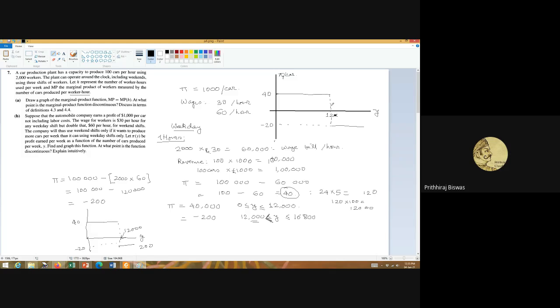Sir, won't it be 400 and minus 200 because total cars produced in an hour is 100? So you need to divide the profit by 100. So it will be 402. No, I have written 40 here just by dropping these zeros, nothing else. Okay, sir. Sorry, sir. Yes, no, it's fine.